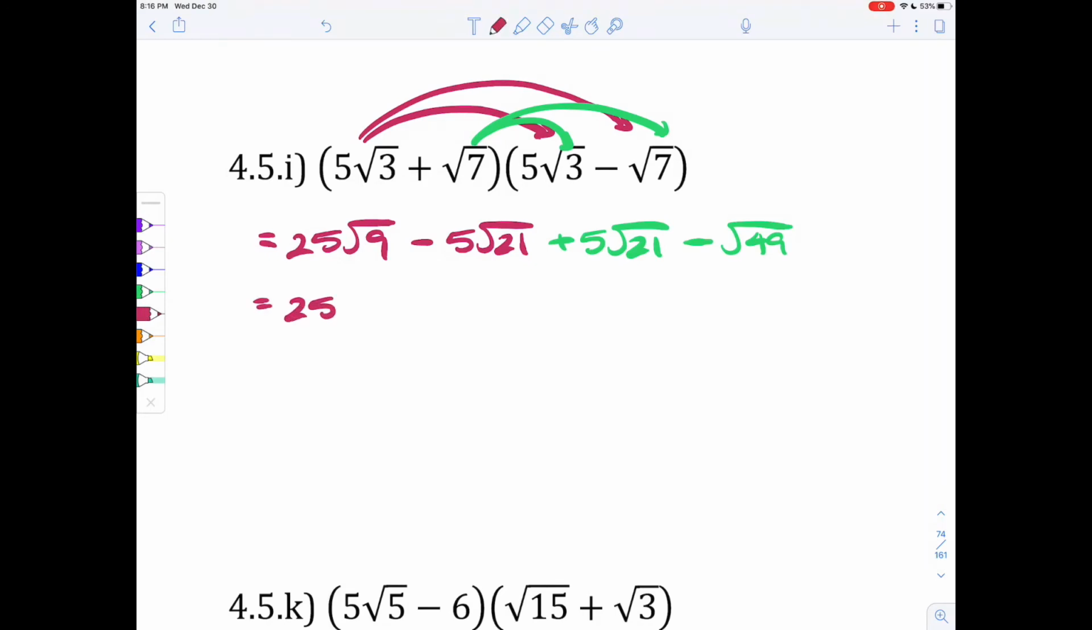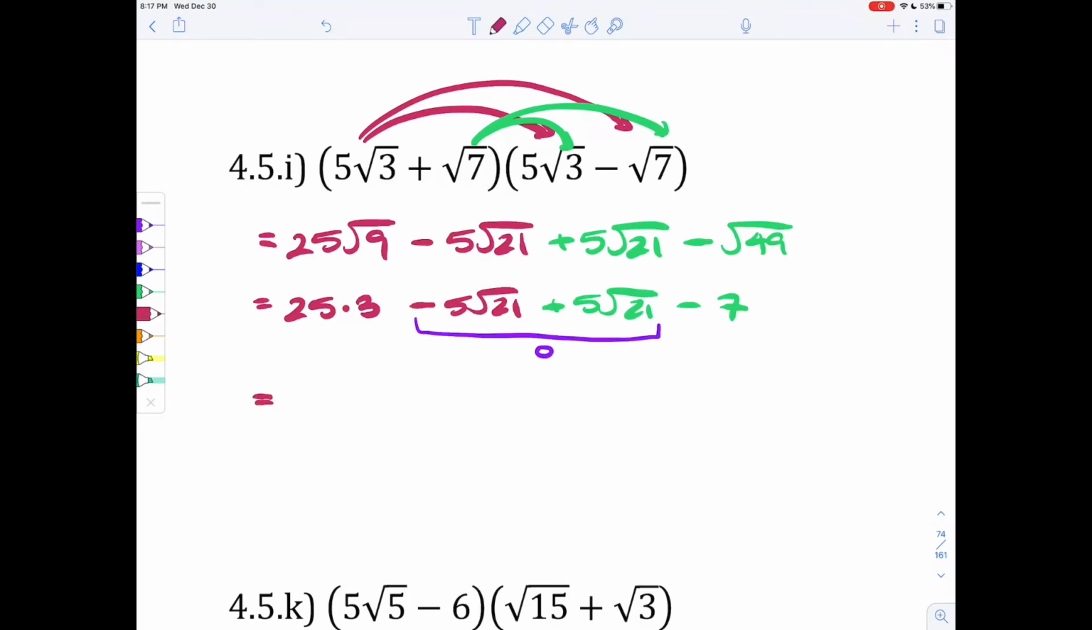25 root 9 is 25 times 3. And then we're going to lose 5 root 21s. We're going to regain 5 root 21s. And then root of 49 is 7. And you might notice that these are the same, so when they collect, that's just 0.